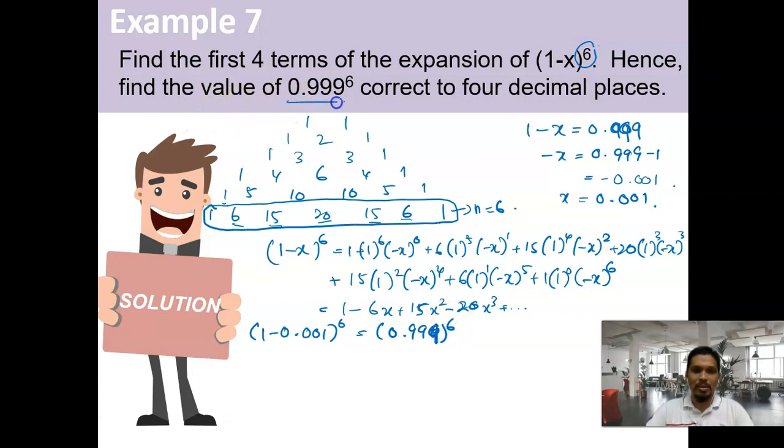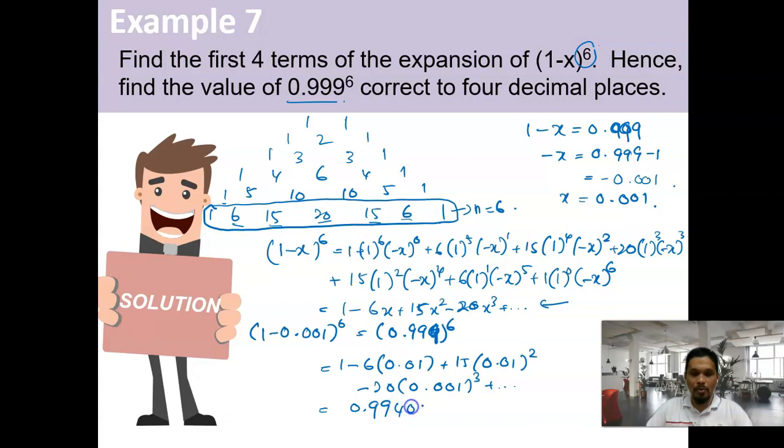Okay, as this one here now. So we have this expansion here: 1 minus 6 times 0.001 plus 15 times 0.001 squared minus 20 times 0.001 cubed, and so on. Use a calculator, it gives you 0.99401498. So in 4 decimal places, it's going to give you 0.9940.